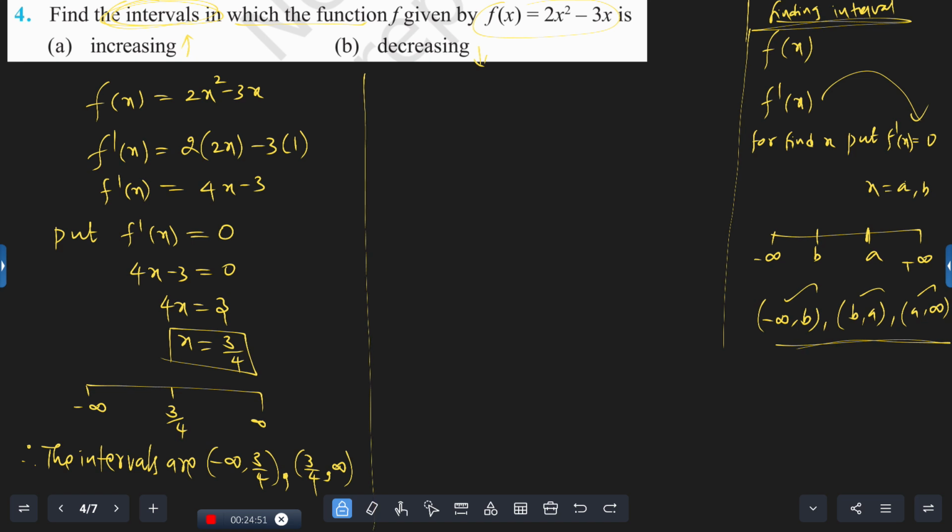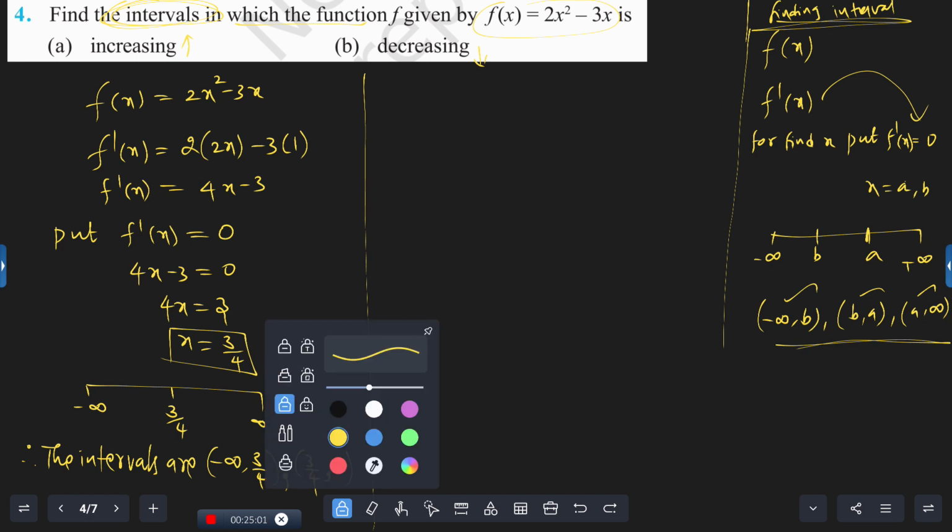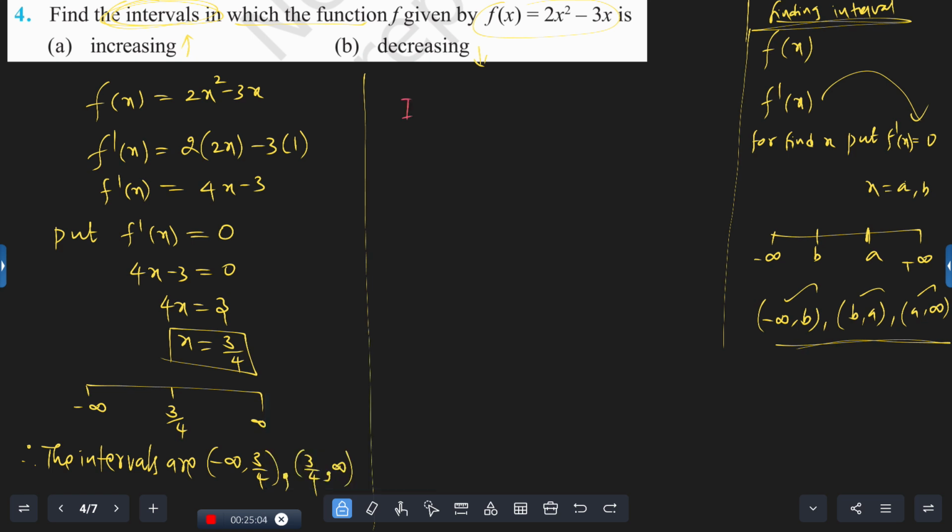Now in these two intervals, which one is the increasing place and which one is the decreasing place you want to find. Instead of finding separately, I'm going to make a small table here. In the table, interval first. Then f dash of x, which is what I got here, 4x minus 3. Then nature of function, nature of f of x.